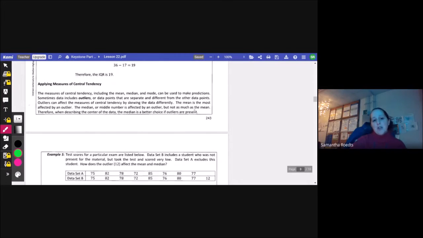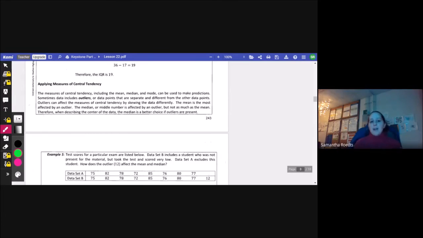So applying measures of central tendency, the measures of central tendency, including the mean, median, and mode, can be used to make predictions. So sometimes data includes outliers or data points that are separate and different from the other data points. A lot of times they don't make sense to the data that is being presented to you. So like if you had 2, 3, 4, 5, and then 40, 40 is an outlier because it doesn't make sense with the data that's being presented. It's almost kind of like a mistake type of thing.